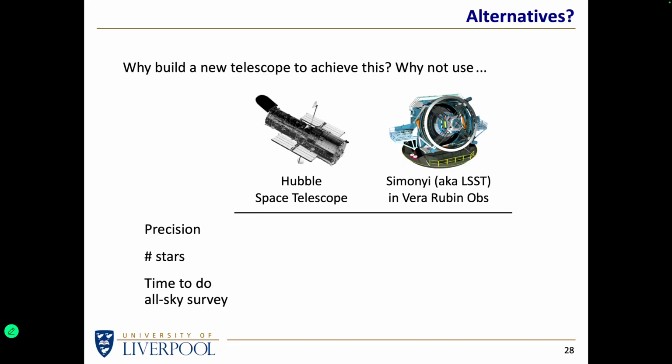Well, if we think of its ability to measure with precision and the number of stars it could possibly measure and how long it would take to do an all-sky survey, well, Hubble certainly has fantastic precision. It could measure the position of a star to better than 1 milliarc second. The Chamonix telescope certainly has the ability to survey billions of stars. That is precisely what it's going to be doing for the next 10 years or so. But the Chamonix telescope doesn't have the precision. It has a precision that's perhaps 100 times worse than the Hubble.